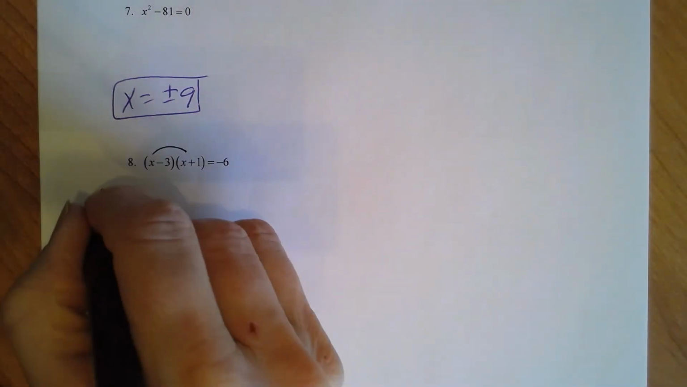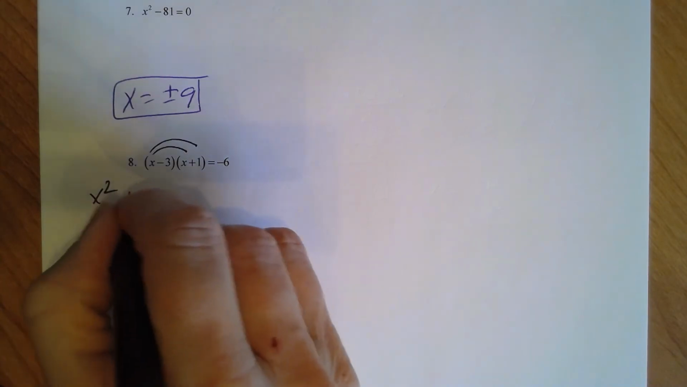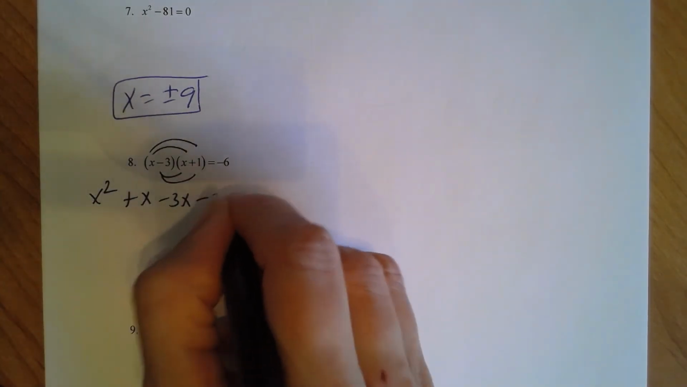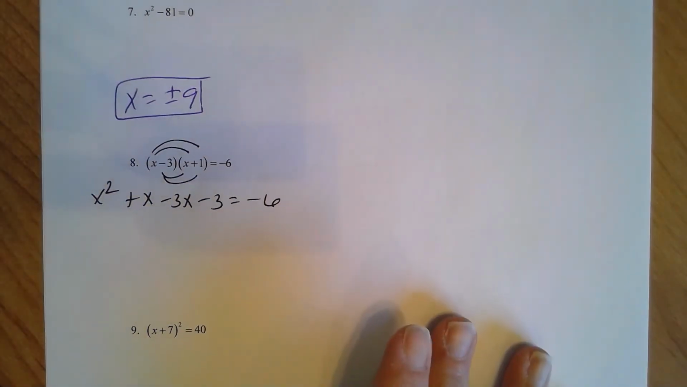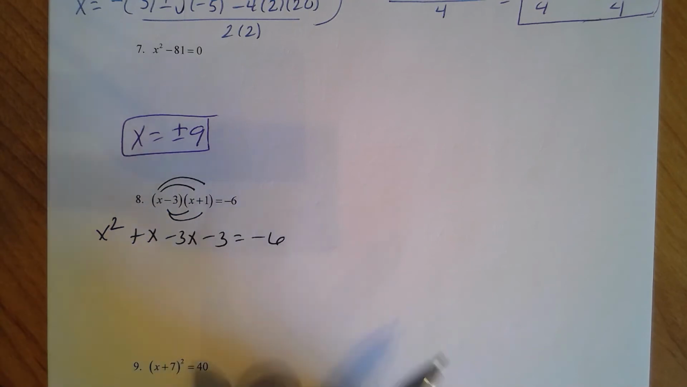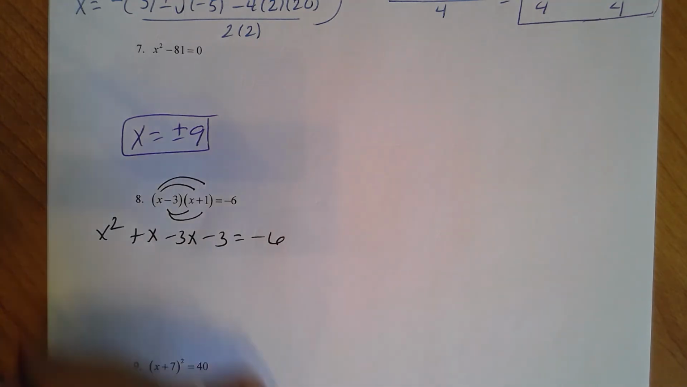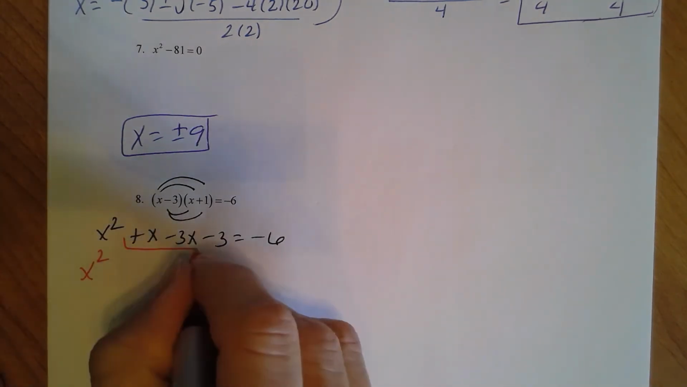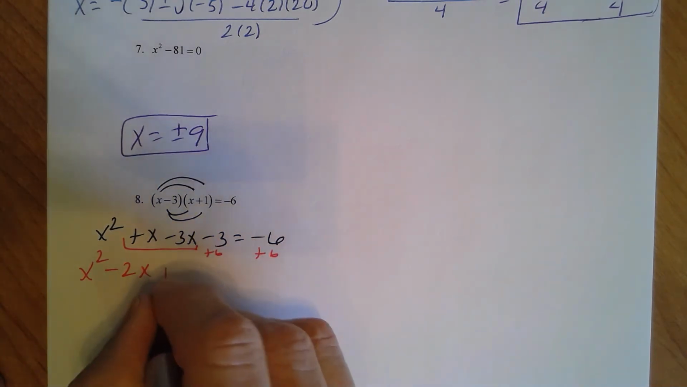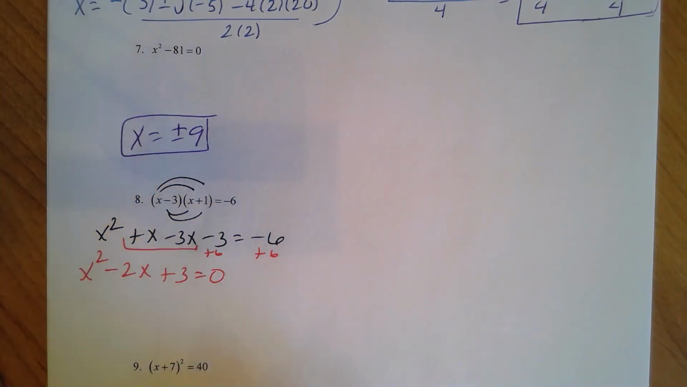So x times x is x squared. Outer gives me a positive x, inner gives me negative 3x, last gives me negative 3, and it equals negative 6. If for some reason it would have equaled 0, we would have been good to go and just set the factors equal to 0. But since it didn't, we're going to have to do a lot more work. So combining like terms, that would give me a negative 2x. Add over the 6, and I get a plus 3 equaling 0.